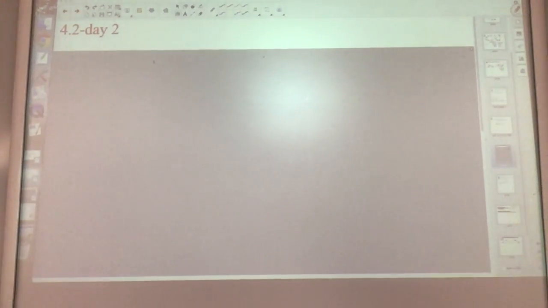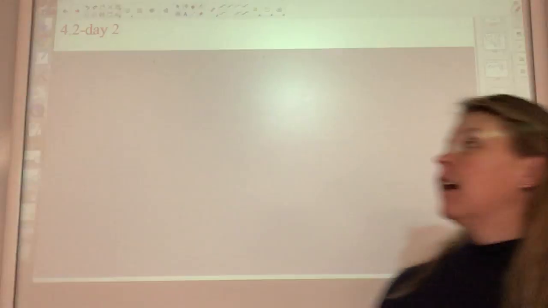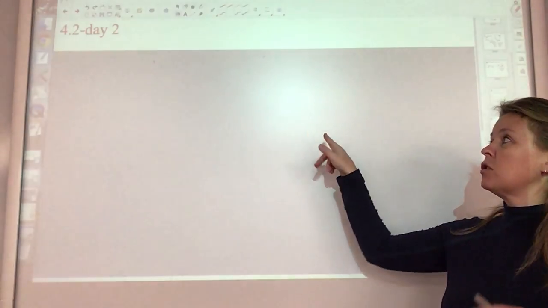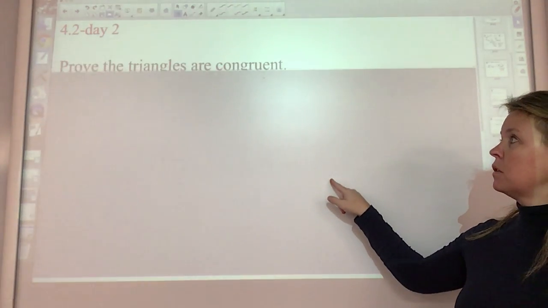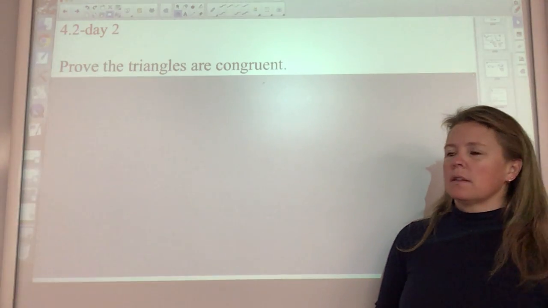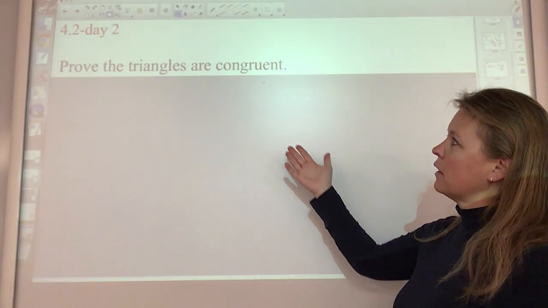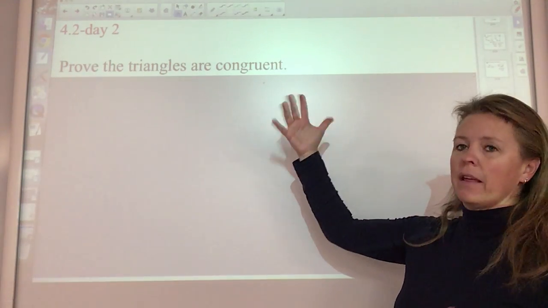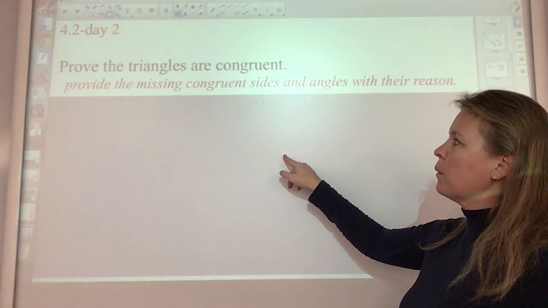Here are your notes for geometry, section 4.2, day 2. I split them up to try to make the notes and assignment a little bit shorter. We are now going to prove that the triangles are congruent. We're in the first half of section 4.2. We said that they already were congruent. How are we going to do that?